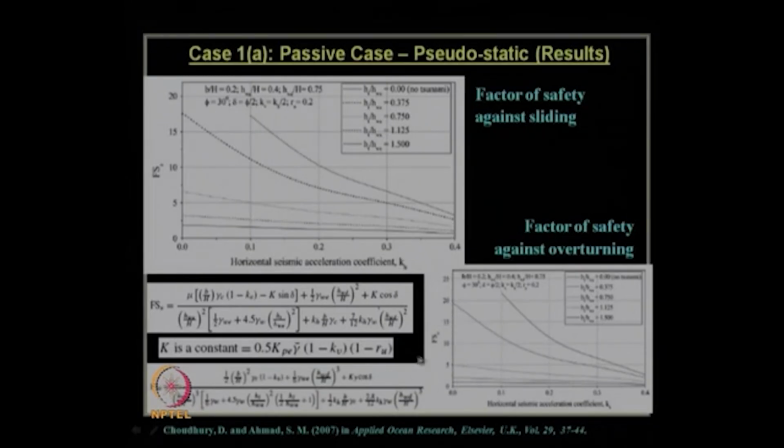Similarly, for factor of safety against overturning mode of failure also, the closed form solution is given over here, and the variation of that factor of safety with increase in kh and with increase in tsunami wave height is shown over here.